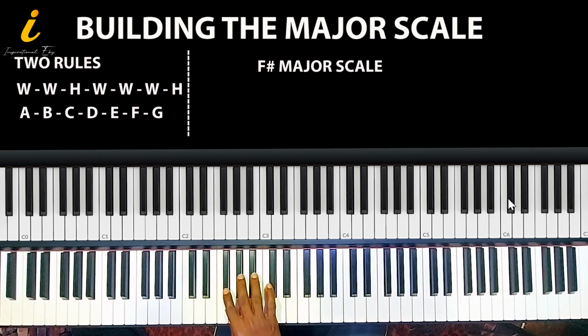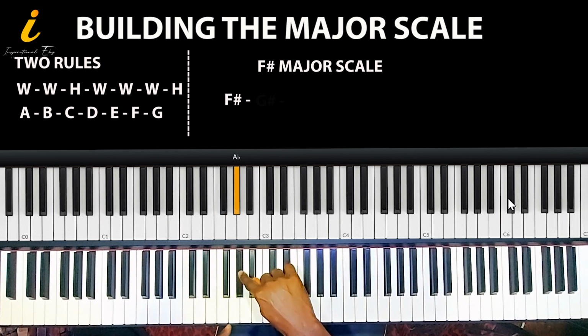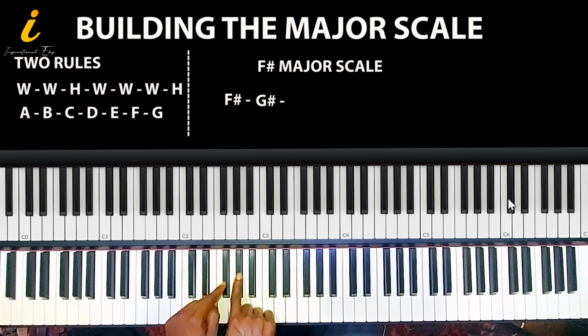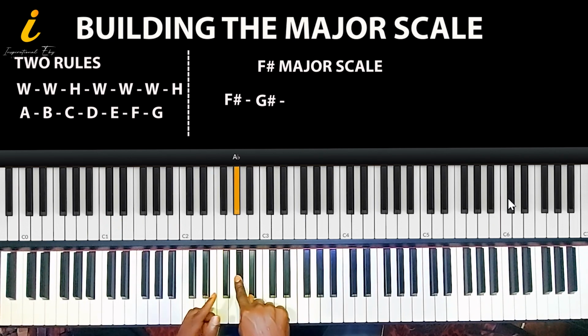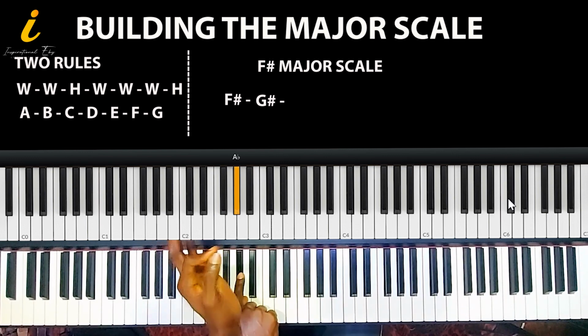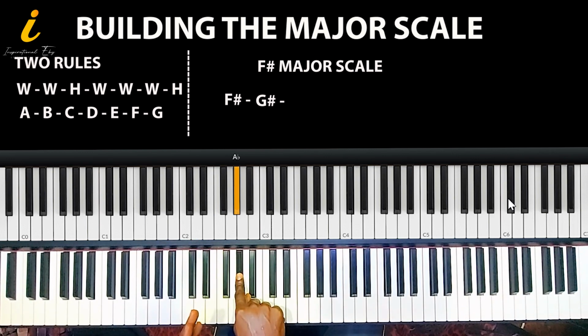So we start with F sharp. The first interval is what? Whole step. After F we have G. So this is what? G sharp, right? We're going to use the sharp because this is also called G sharp or A flat. But we are using G sharp because of the G. Because we have used F here, so we're going to use the G sharp, right?